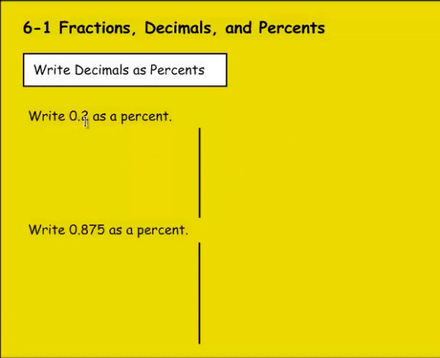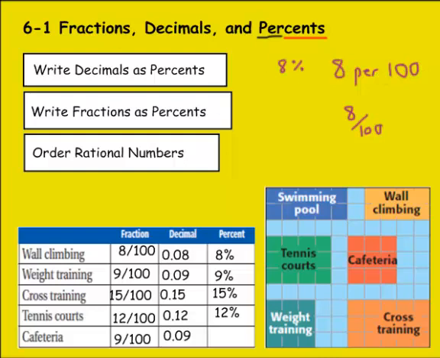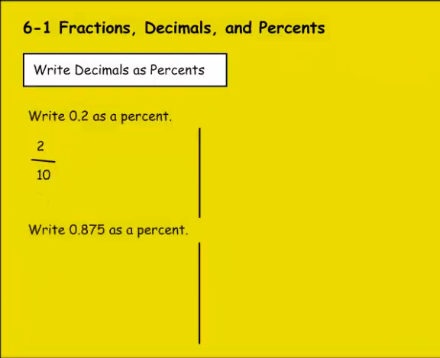I know that 0.2 could also be said as 2 tenths because it's in the tenths place. So we could say 2 out of 10 and make that our fraction. Well, I know that percents are per 100. So I need to convert this 10 into 100. I can convert that into 100 by multiplying times 10. 10 times 10 equals 100. And then 2 times 10, if I do the same thing to the top, would be 20. So if I'm going to write this as percent, 20 out of 100 would be 20%. So that's the fraction way.